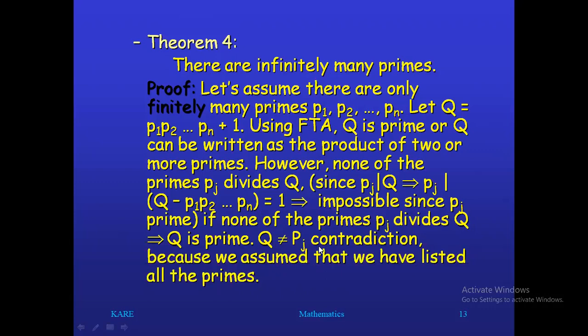Why are we getting this contradiction? Because we assumed that there are only finitely many primes. So our assumption of finitely many primes is wrong. So the statement that there are infinitely many primes is true.